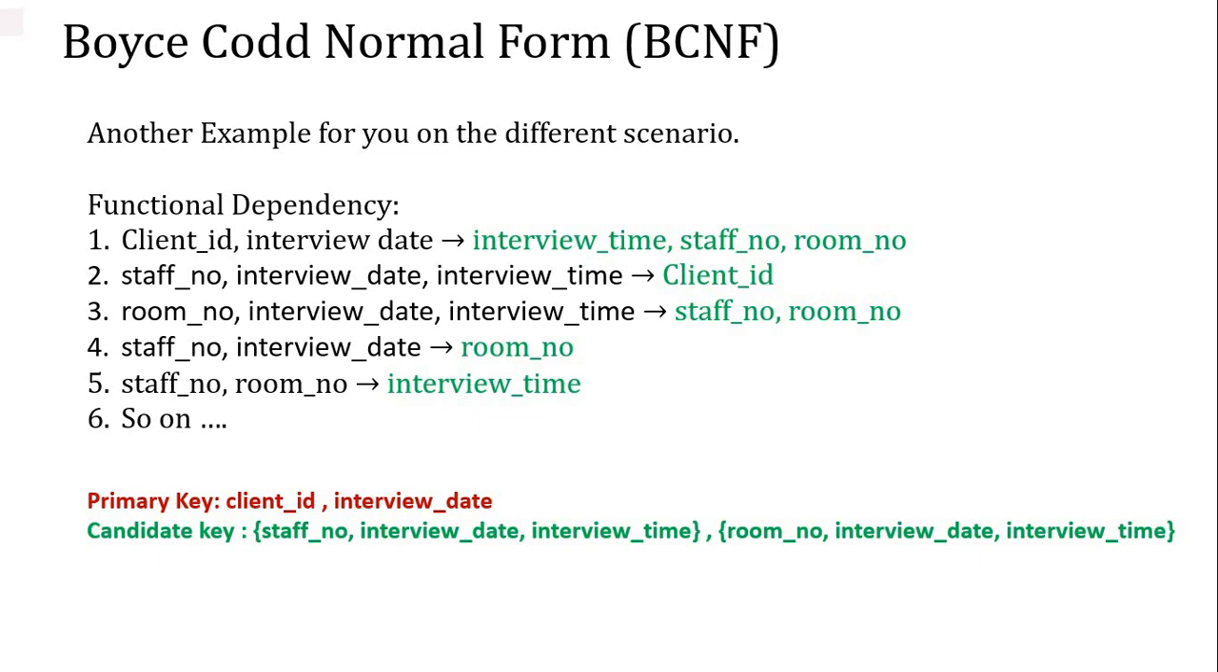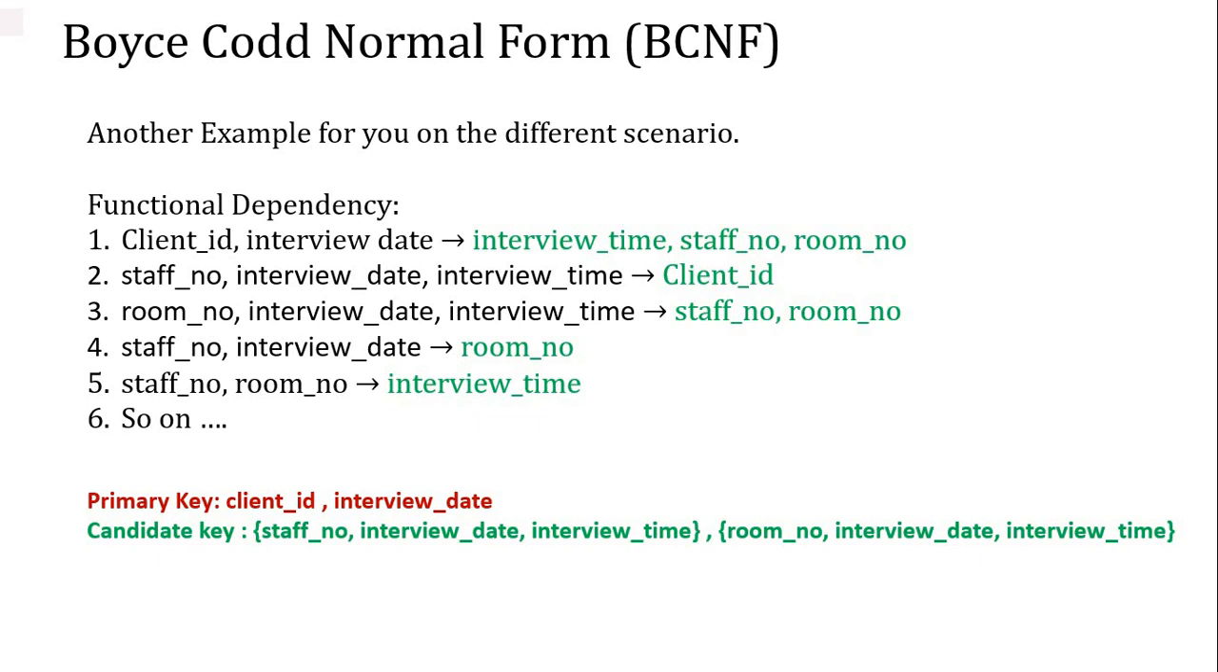Functional dependency number 1: client ID, interview date determines interview time, staff name, room number. Here client ID and interview date is the determinant, and the right-hand side is the object of the determinant. Is number 1's determinant a candidate key? Yes, because these two are the primary key. A primary key is always a candidate key. So number 1 is maintaining the rule.